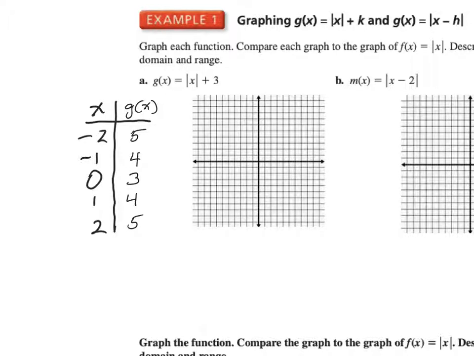Okay, so let's go ahead and graph these points. So you got 0, 3. It's a lot easier to do this with Desmos, isn't it? And then you've got, I'm sorry, negative 2, 5. I should have started with that one. Negative 2, 5. Negative 1, 4, 0, 3. You can see the graph now, right? And now we just connect the dots.